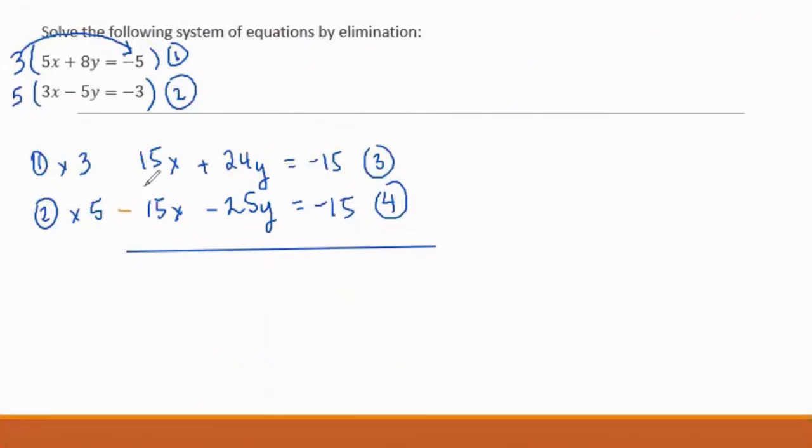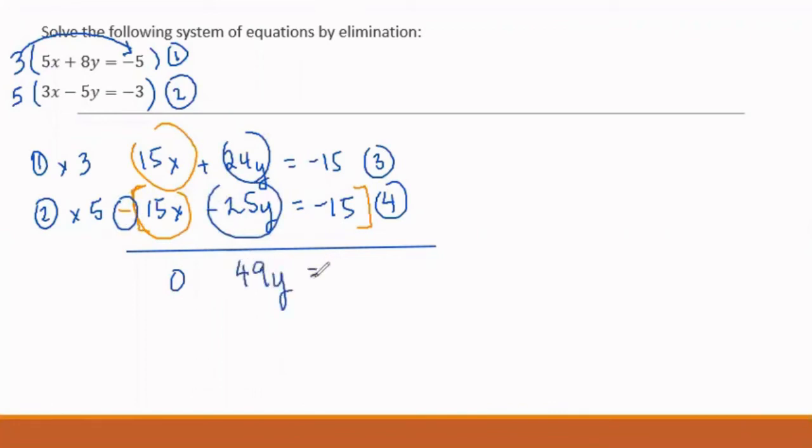I'm going to instead take all of equation 4 and subtract it. So it looks like this. 15x minus 15x, that's equal to 0. But now be careful here. Positive 24 minus negative 25. 24 minus negative 25 is positive 49y. Really easy place to make a small error. So that 0 is irrelevant, but that positive 49 is important. And on the right-hand side, negative 15 minus negative 15, that's like negative 15 plus 15, so that's 0.